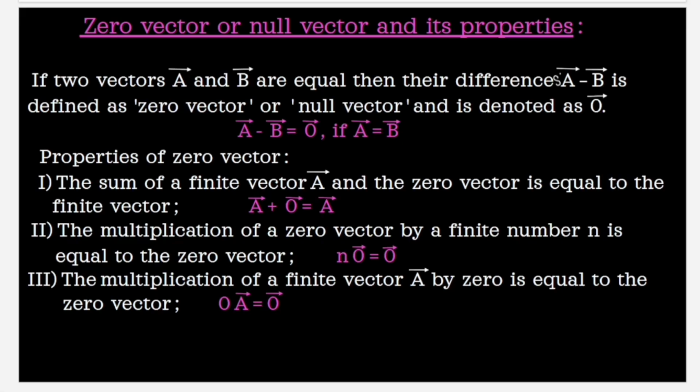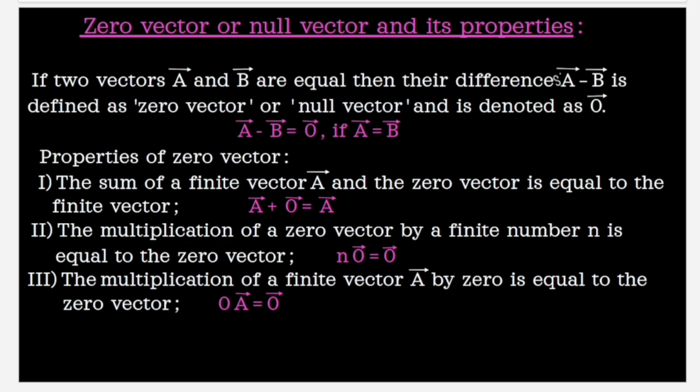Let's move on to the zero vector or null vector and its properties. If two vectors A and B are equal, then their difference, A vector minus B vector, is defined as the zero vector or null vector and is denoted as 0 with an arrow on top. Mathematically, A vector minus B vector is equal to 0 vector if A vector is equal to B vector. Thus, the zero vector is a vector of zero magnitude having no specific direction.